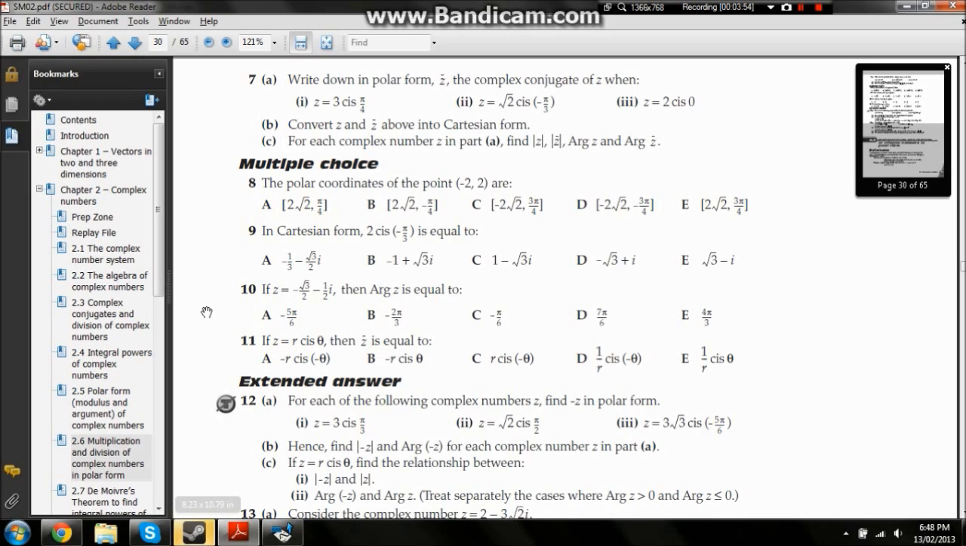So to flip it in the x-axis, all you need to do is make the angle negative, so C, because that will flip the graph. Say it was like 1 cis π/4. If it was 1 cis -π/4, it would be flipped in the x-axis. So yeah, hopefully that helps. That's how to do all those questions.